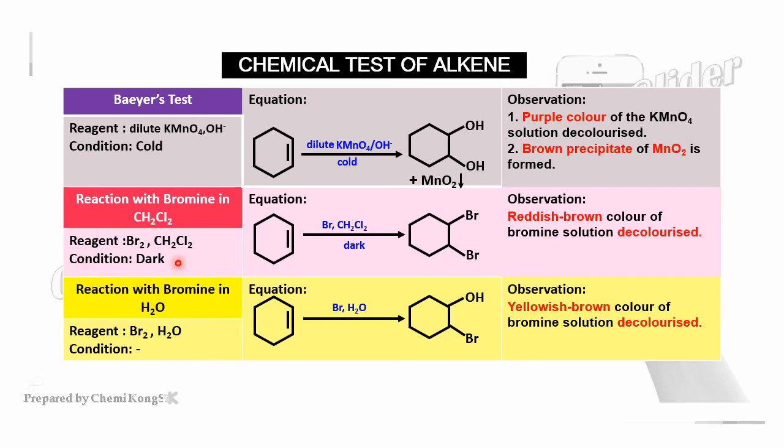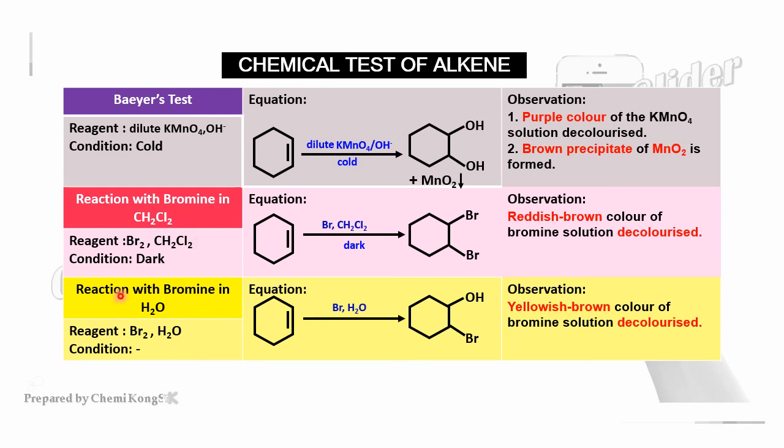That's why here I put dark. If you are using bromine in inert solvent to compare with other products, for example, you want to compare with carbonyl, alcohol, the condition, no matter dark or UV, still will give the same result. Because for alcohol or carbonyl, they won't give any reaction with bromine in inert solvent.